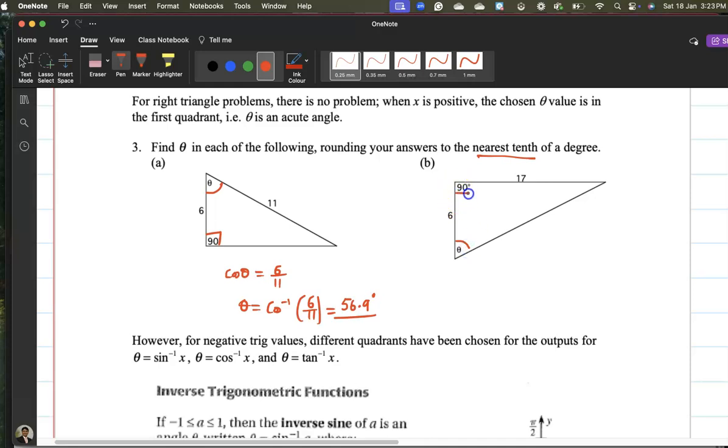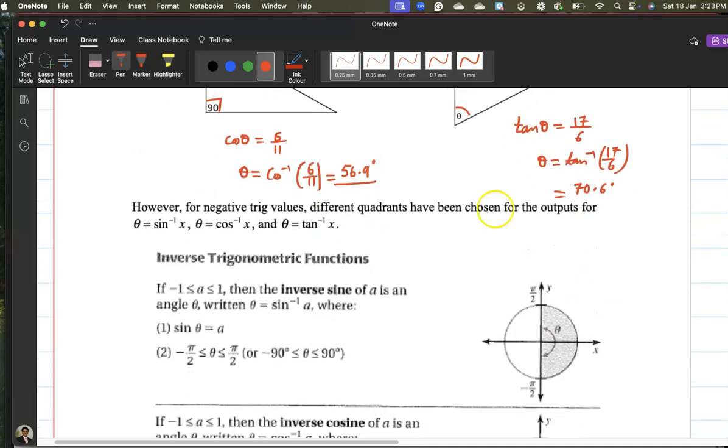This is theta. Now you can do tan theta equals 17 over 6. So theta is equal to tan inverse of 17 over 6, which is 70.6.